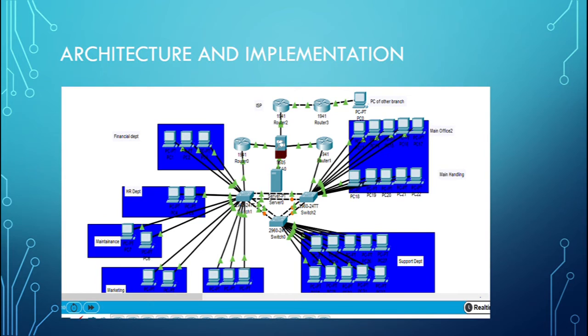We have used three switches, two routers, a server, a firewall, an ISP, that is Internet Service Provider, and there is one more PC of another branch. This is the PC at a remote place of the same company with a different branch. There is one more branch of the company located at a remote place, and the computer there wants to communicate with the different devices and computers present in this company. So this is the basic structure and architecture of our project.